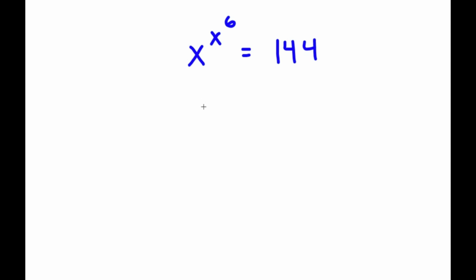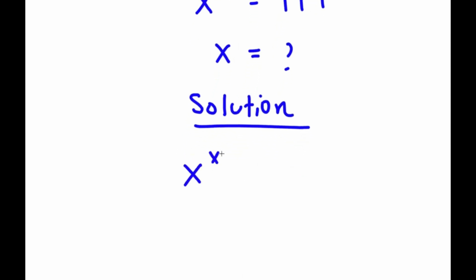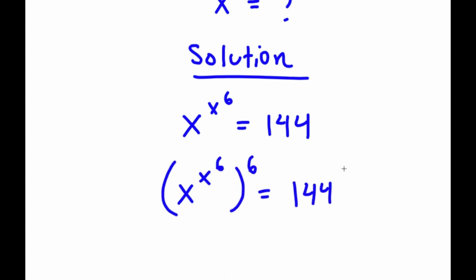Alright, so in this problem, I have x to the power of x to the power of 6 is equal to 144. So I want to find the value of x here. So for my solution, first start with x to the power of x to the power of 6 is equal to 144. And now I'm going to take the power of 6 on both sides. So now I have x to the power of x to the power of 6 to the power of 6 is equal to 144 to the power of 6.